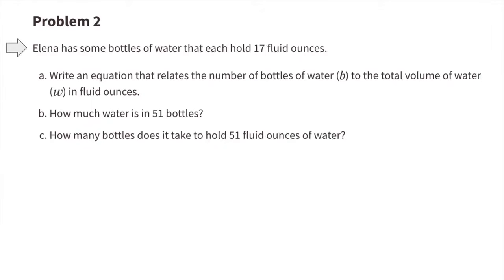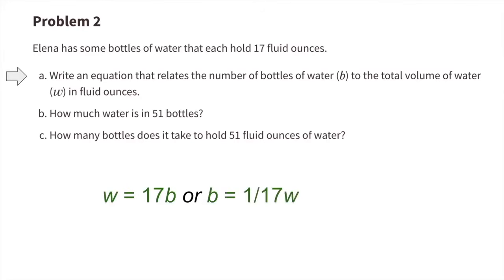Number 2. Elena has some bottles of water that each hold 17 fluid ounces. A. Write an equation that relates the number of bottles of water, B, to the total volume of water, W, in fluid ounces. W equals 17B. Another equation could be B equals 1/17 W.